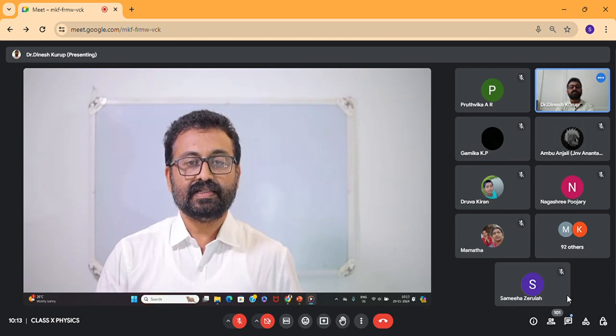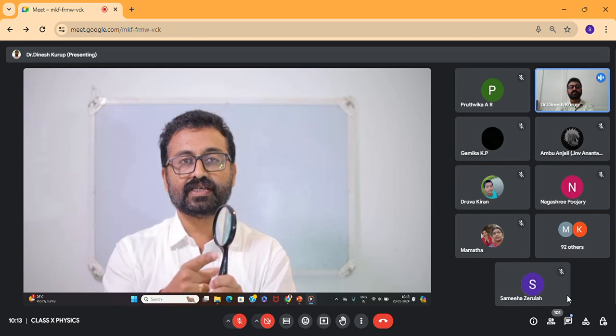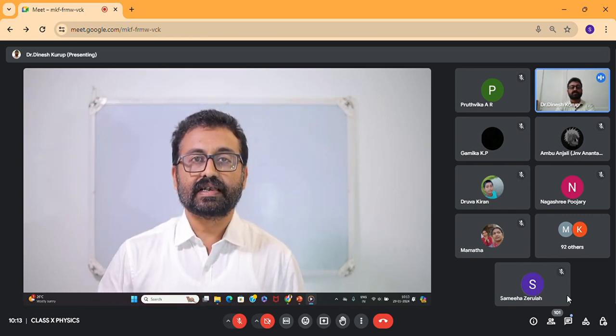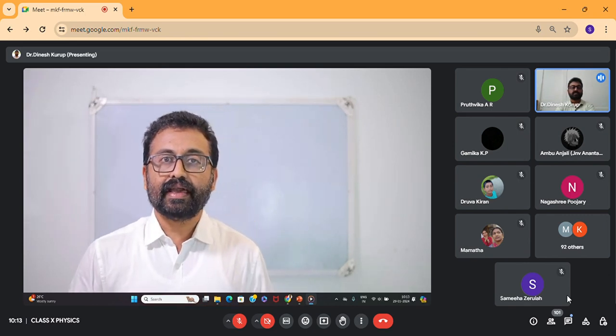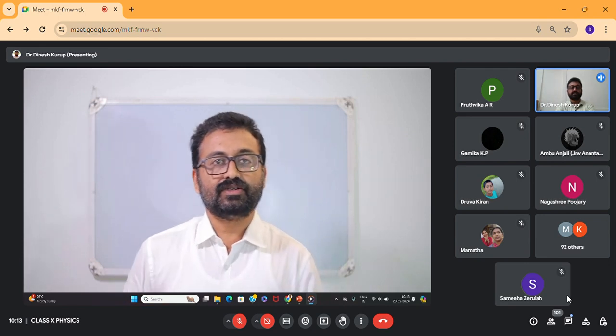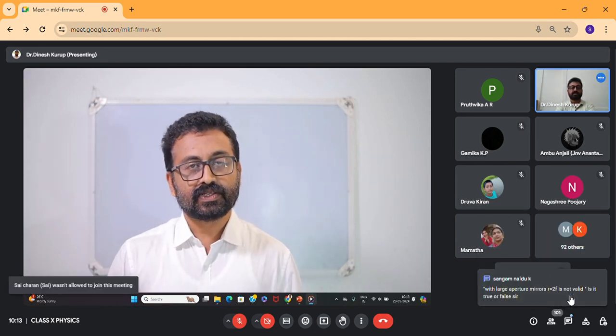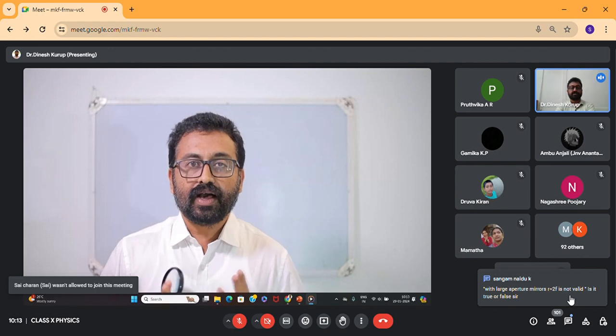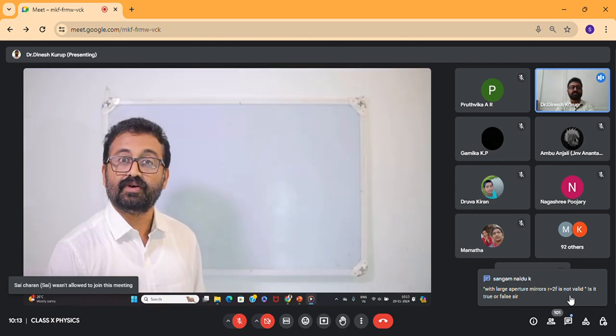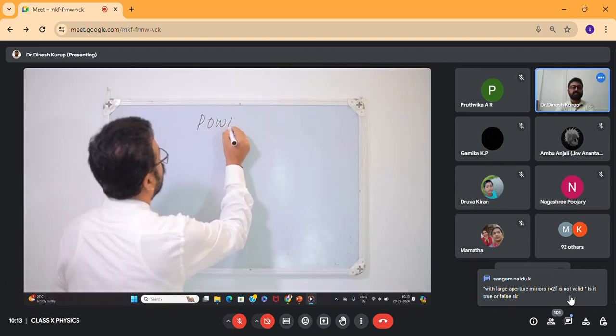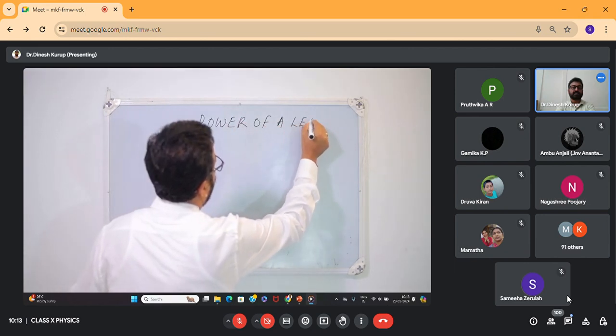See this one, this is the convex lens. See the curvature of this convex lens. And this is again another convex lens. See the curvature and how this curvature is related with the power of a lens, and again how the power of a lens is related to the focal length of the lens. So let's see the power of a lens. So let's begin. Power of a lens.